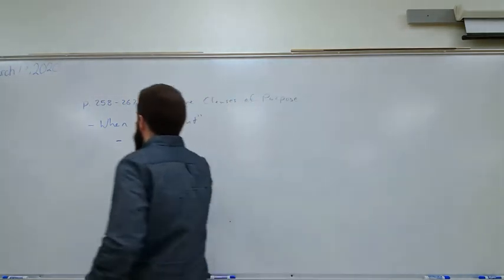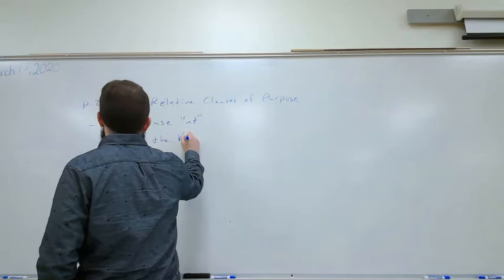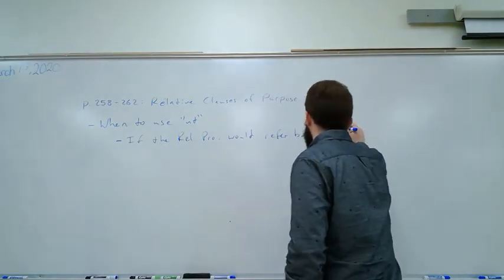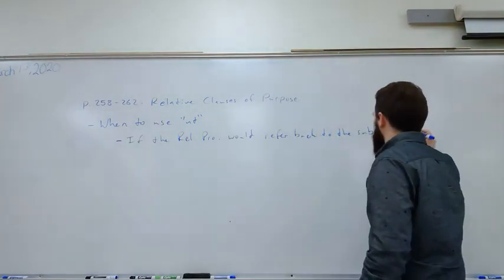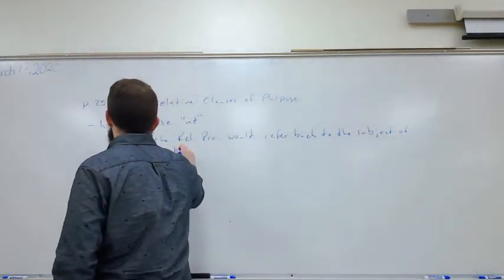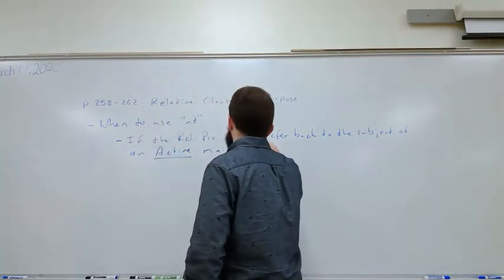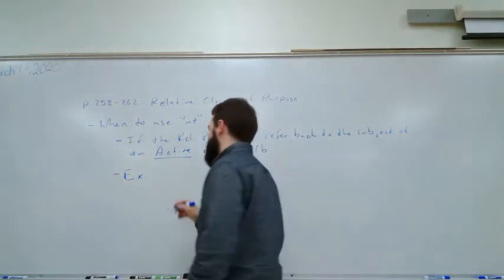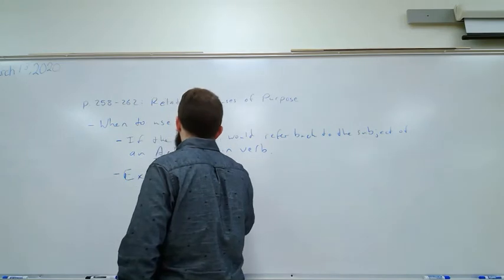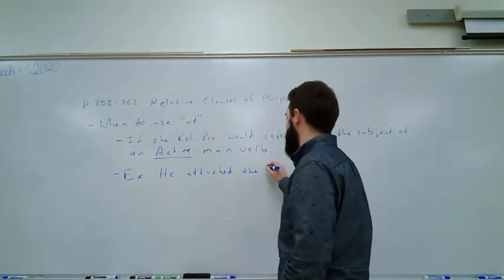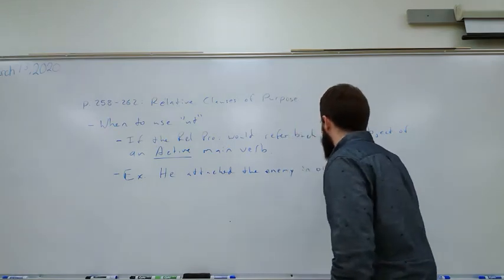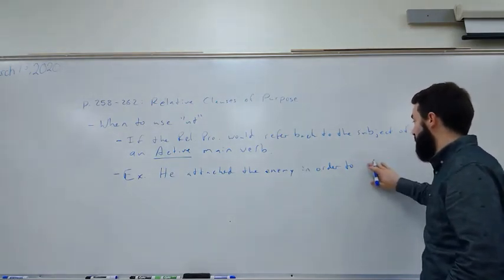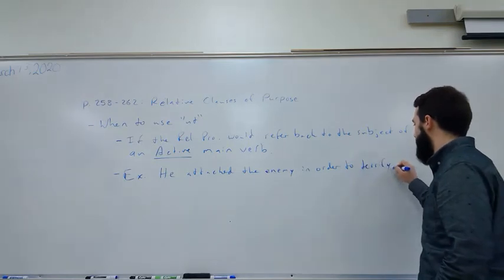So when you use ut is if the relative pronoun would refer back to the subject of an active main verb. You're going to look at the sentence. For example, let's say, he attacked the enemy in order to terrify them.